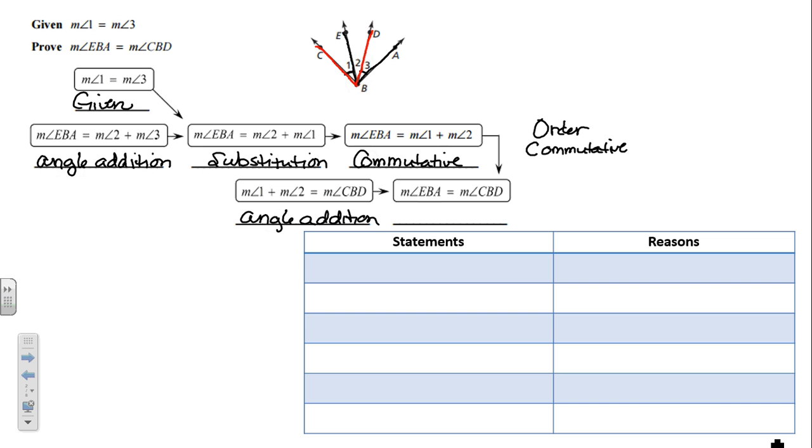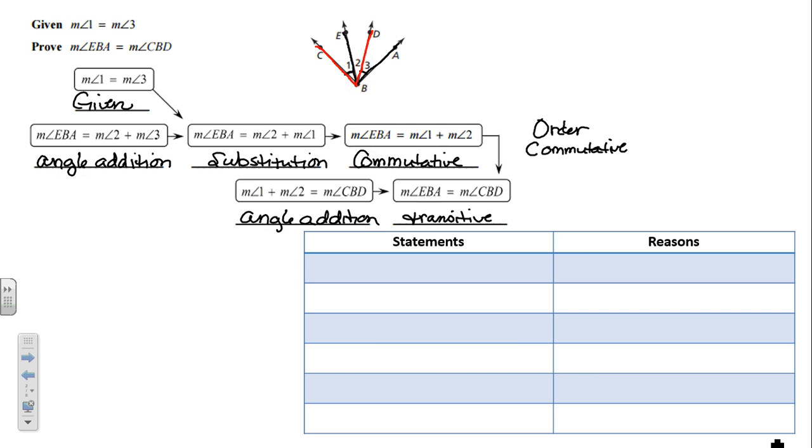I would take substitution as an answer, but there's a better one. Because we're substituting equal things, right? But do you see that this is kind of that transitive? Good. We are getting rid of the redundancy and just going from first to last, right? So this would be better as transitive. Okay, follows that pattern.